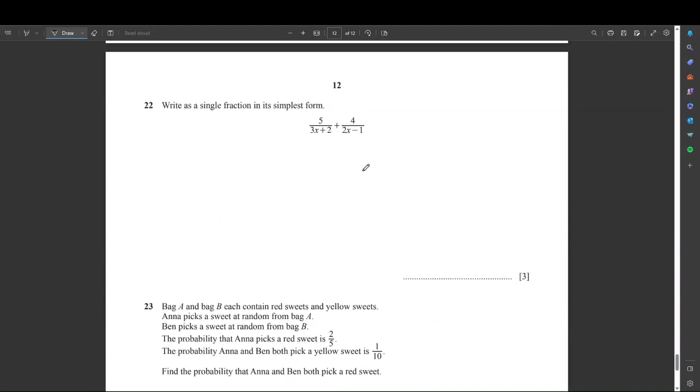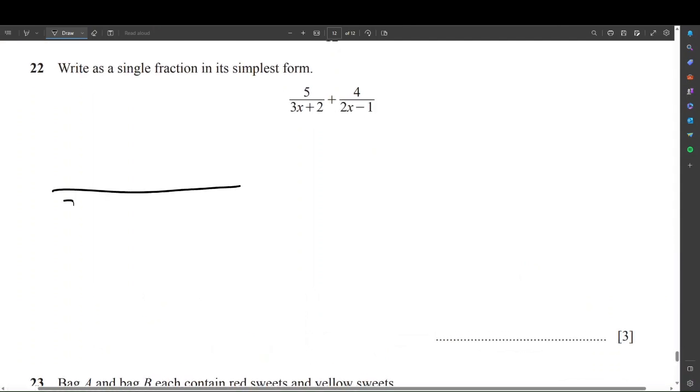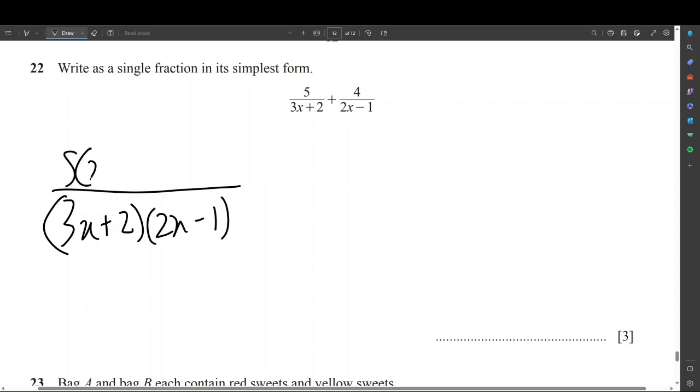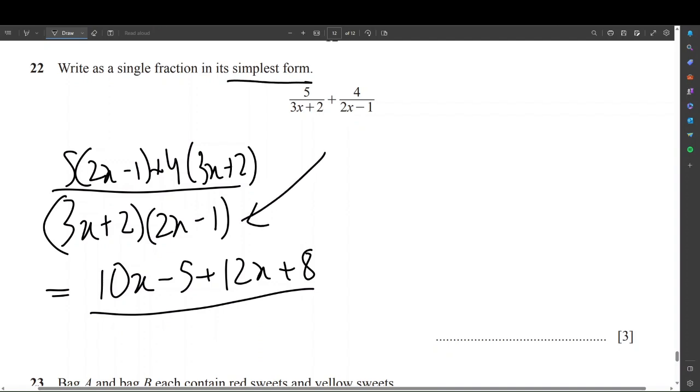Now, write as a single fraction in the simplest form, 5 divided by 3x plus 2 plus 4 divided by 2x minus 1. So all I'm going to have to do is take the LCM. So the LCM is going to be 3x plus 2 into 2x minus 1, and the numerator is 5 into 2x minus 1 plus 4 into 3x plus 2. This is going to be 10x minus 5 plus 12x plus 8 divided by, because it says in the simplest form, you have to expand the denominator as well.